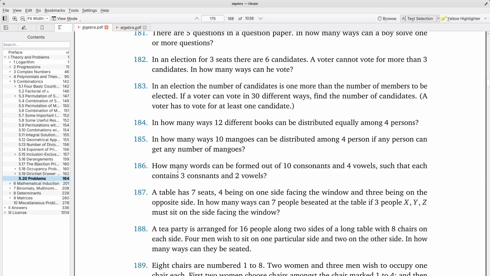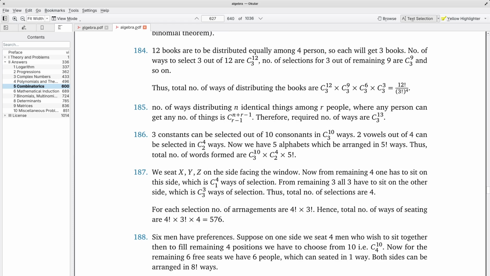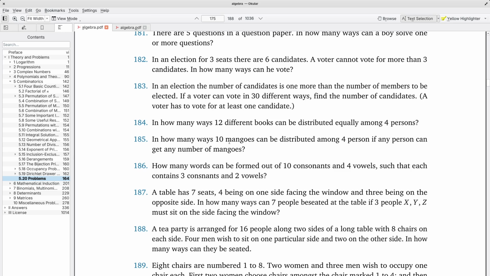Question 186 is that in how many ways can words be formed out of 10 consonants and 4 vowels such that each contains 3 consonants and 2 vowels? So 3 consonants can be selected out of 10 consonants in 10C3 ways. 2 vowels out of 4 can be selected in 4C2 ways. Now 5 alphabets can be arranged in 5 factorial ways. The total number of words that can be formed are 10C3 multiplied by 4C2 multiplied by 5 factorial.